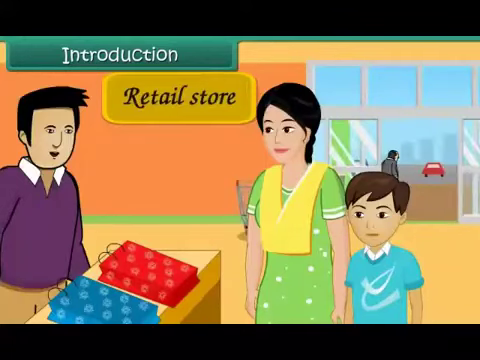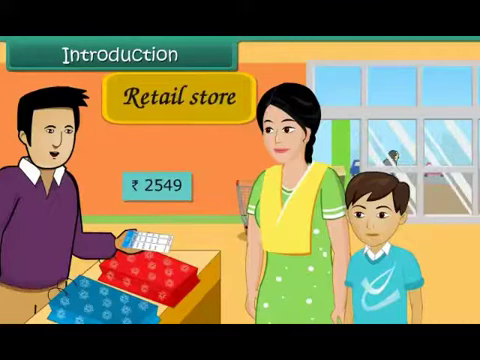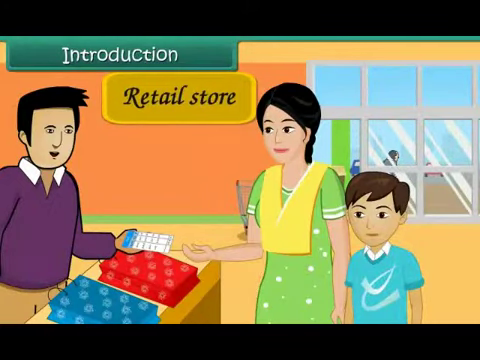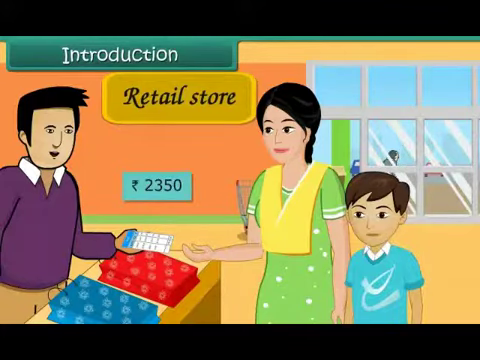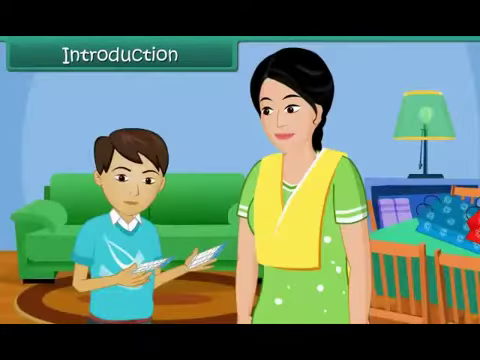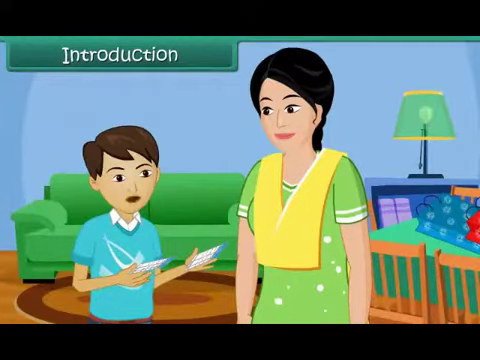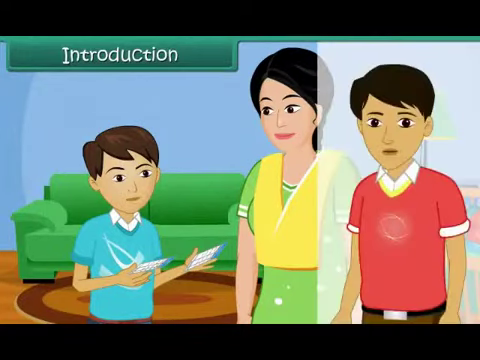Anuj bought 2 shirts for rupees 2,549. Her mother bought some grocery items and the bill amounted to rupees 2,350. At home, he compared the total amount of the 2 bills. He told that his shirt's cost was more than all the grocery items. How was he able to tell? It was because he learned about large numbers. Come, we too will learn about numbers.